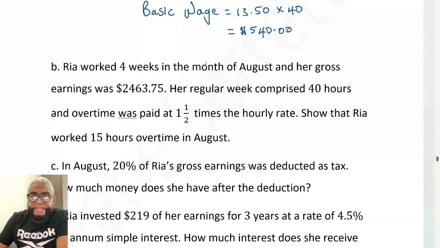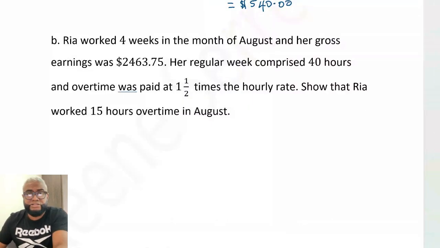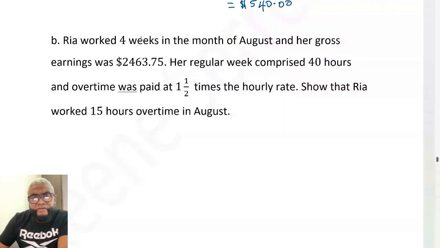Ria worked for 4 weeks in the month of August. Her gross earnings was $2,463.75. Her regular week comprised of 40 hours, and overtime was paid at time and a half, or 1.5 times the hourly rate. Show that Ria worked for 15 hours of overtime in August. So she worked for 4 weeks, and her gross earnings was this.